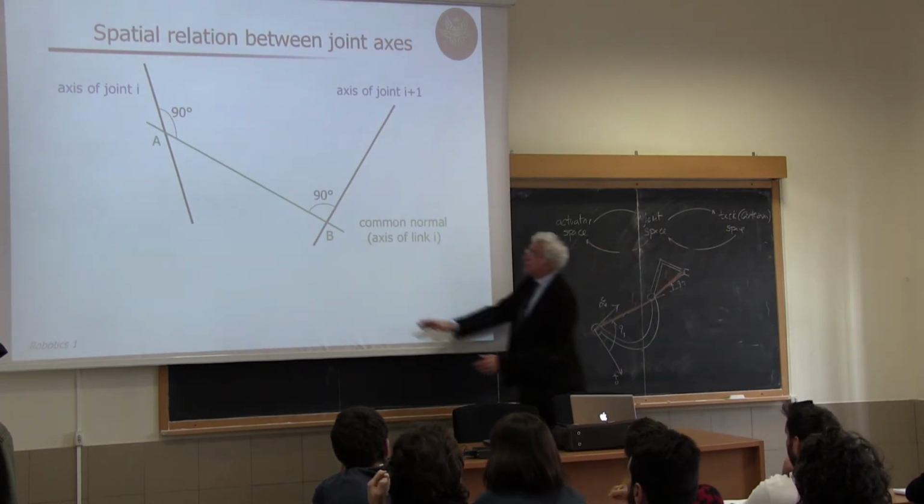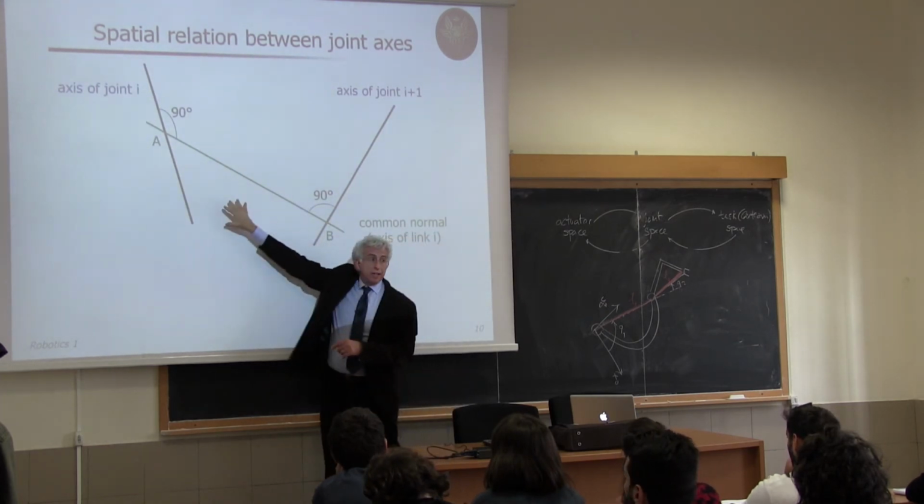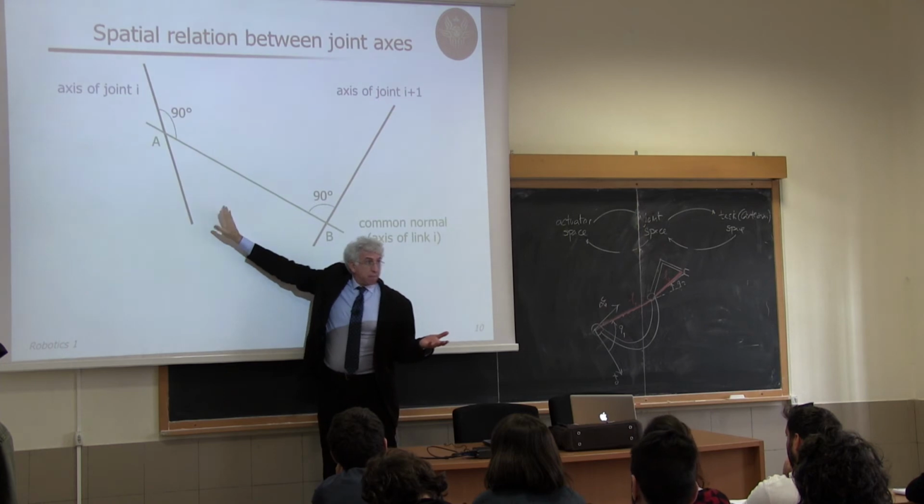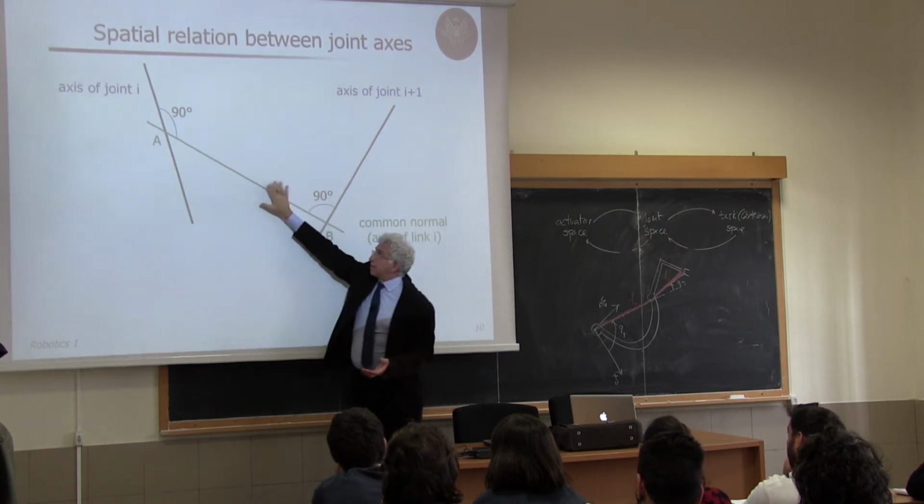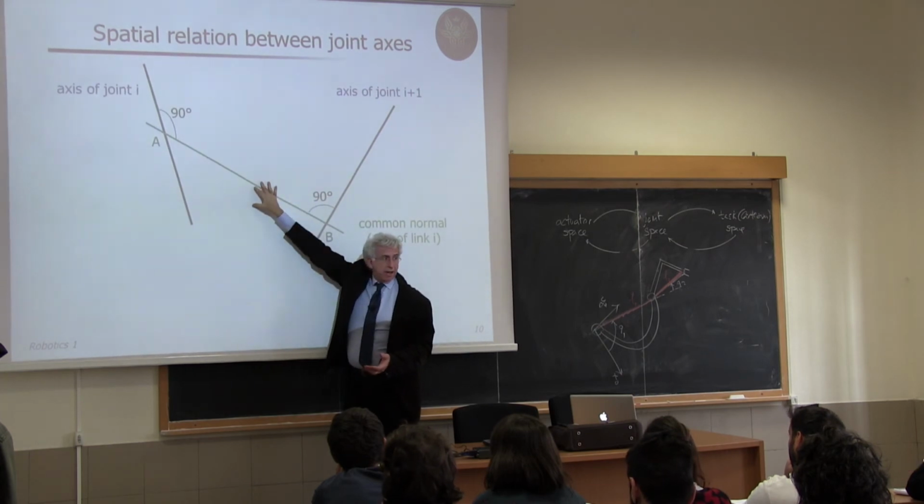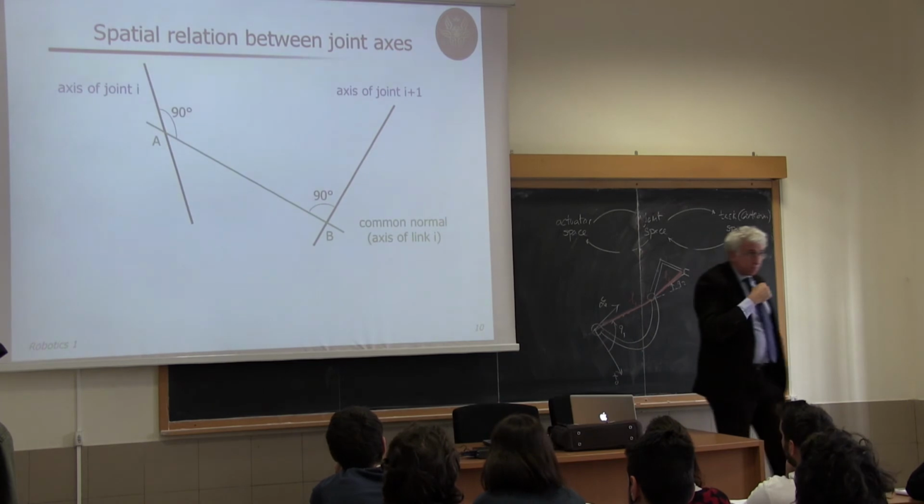And since this is joint i and this is joint i plus 1, we know that in between there is link i. Remember, joint i, link i, joint i plus 1, link i plus 1. So somewhere here there is link i. So this will be the axis of link i. Okay?